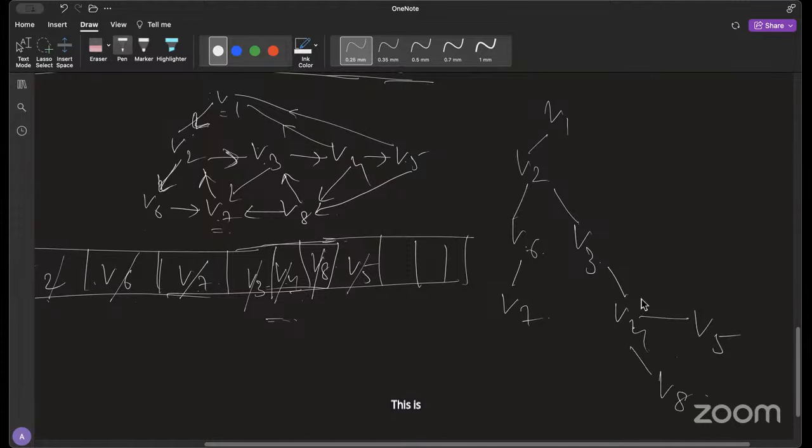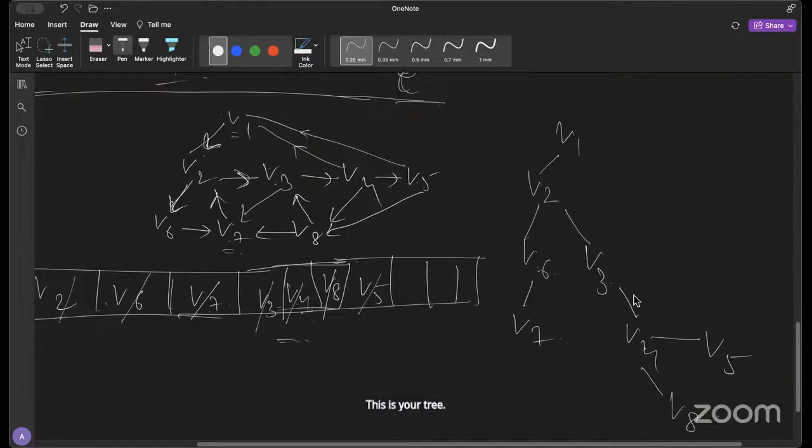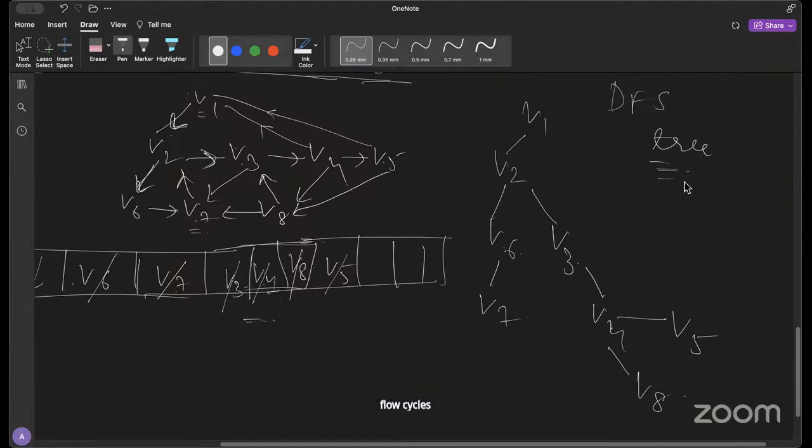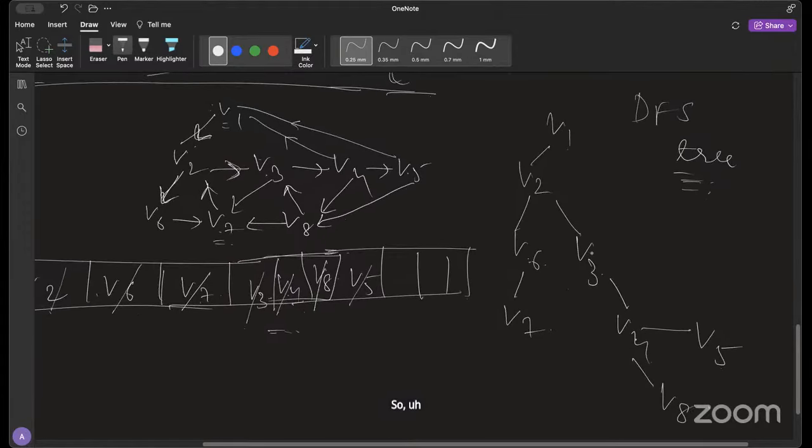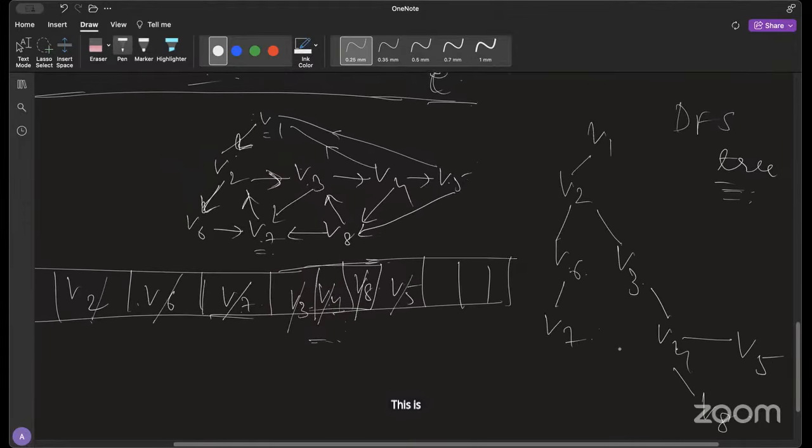This is your tree. It's different from a BFS tree, obviously. This is a DFS tree. This is again a tree, so you won't see any cycles here. No cycles is the rule. So this is the DFS approach.